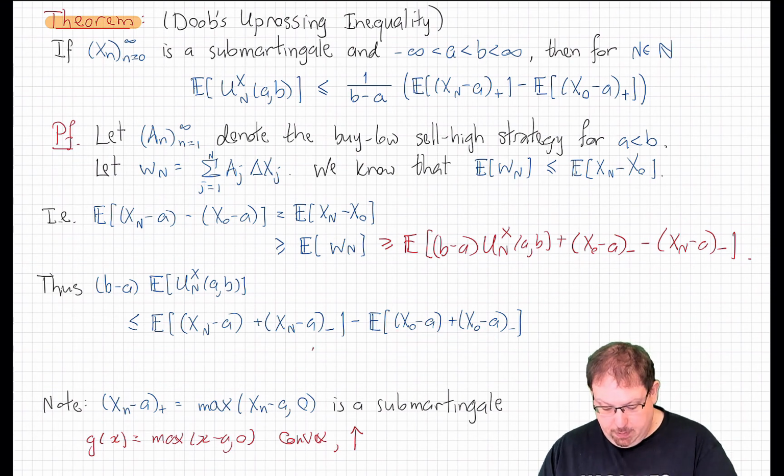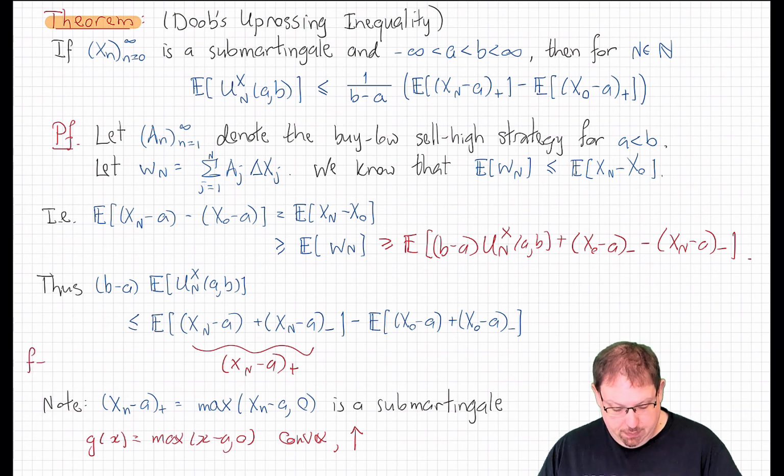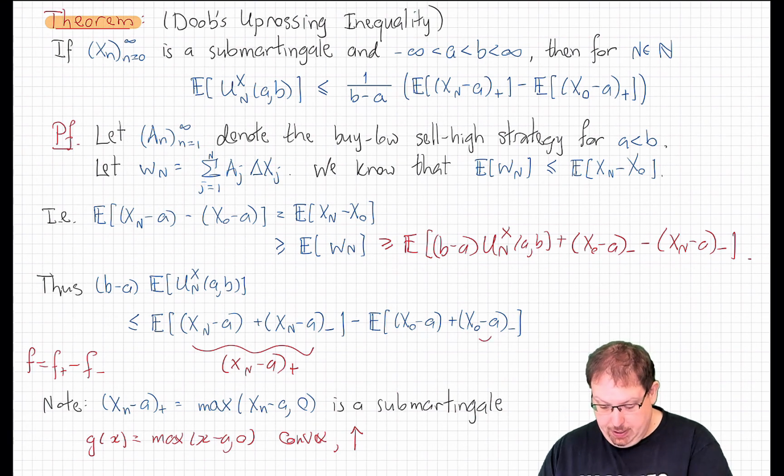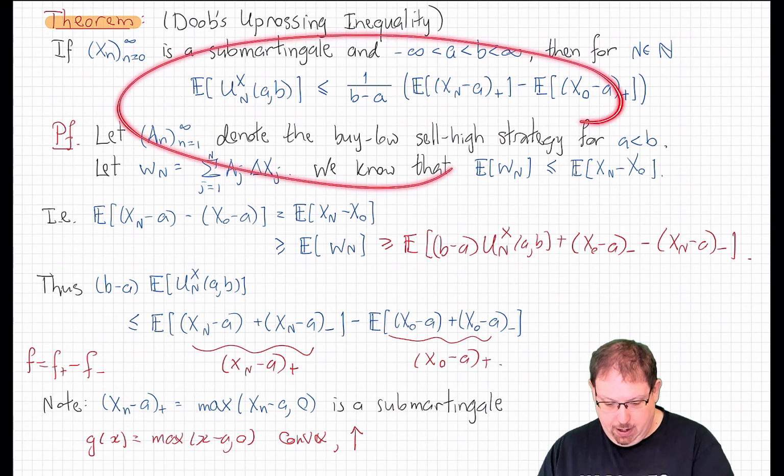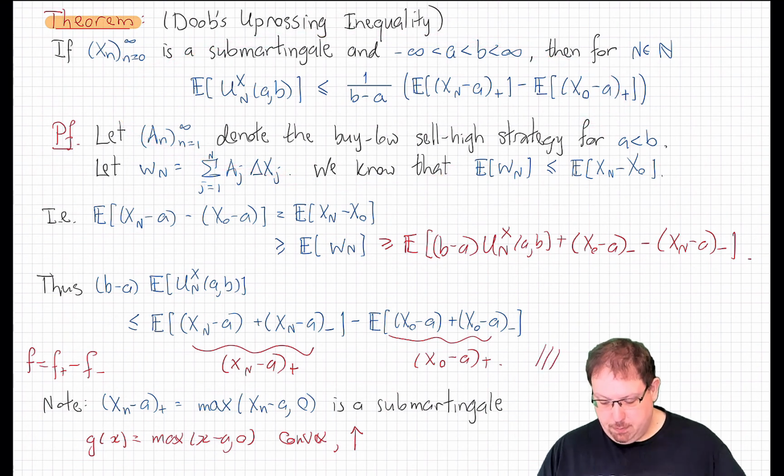But the sum of these two is, by definition, the positive part of Xn minus a. Indeed, for any function, f is equal to f plus minus f minus. That's what we're using here. And similarly, this is equal to the positive part of X0 minus a. And so we get exactly the inequality that we have written here, concluding the proof.